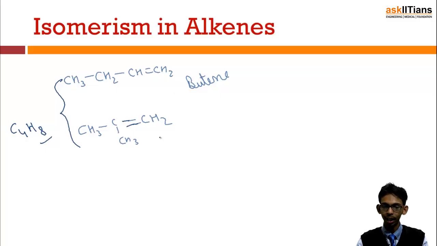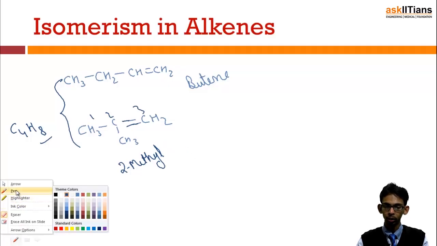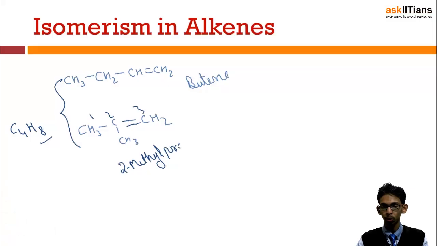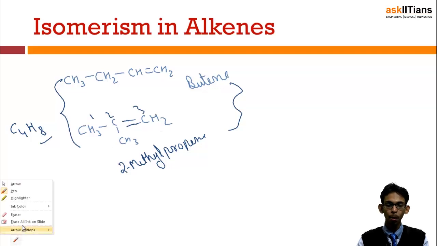So this was butene, and if I write the name of this, it would be 2-methyl propene. So these two are the chain isomers of one another. This type of isomerism is shown in alkenes, and it is known as chain isomerism. Now another type of isomerism was position isomerism.